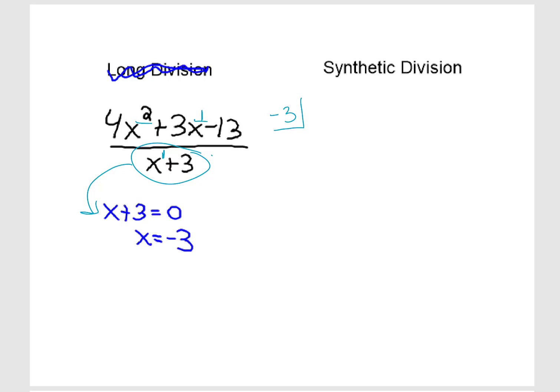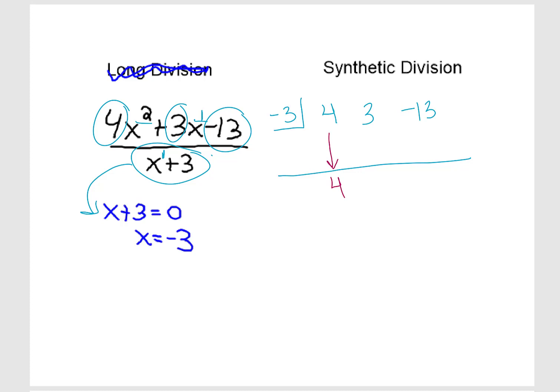If that is going to throw you, just think: I went from x squared to x to the first to then no x at all. So that works, it's in descending order. Now we're going to take the coefficients 4, 3, and -13 and write them out. 4, 3, and -13. So that is our setup. And now here's the pattern. You take that first coefficient from the numerator, and you drop it down.